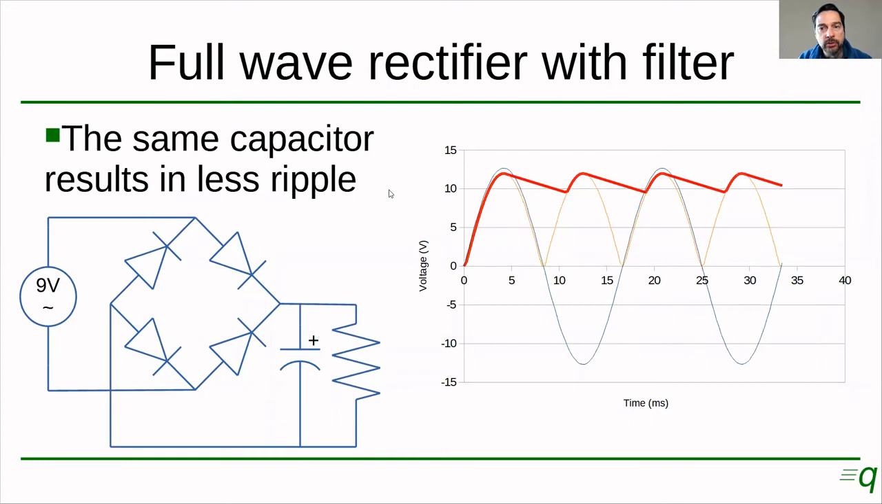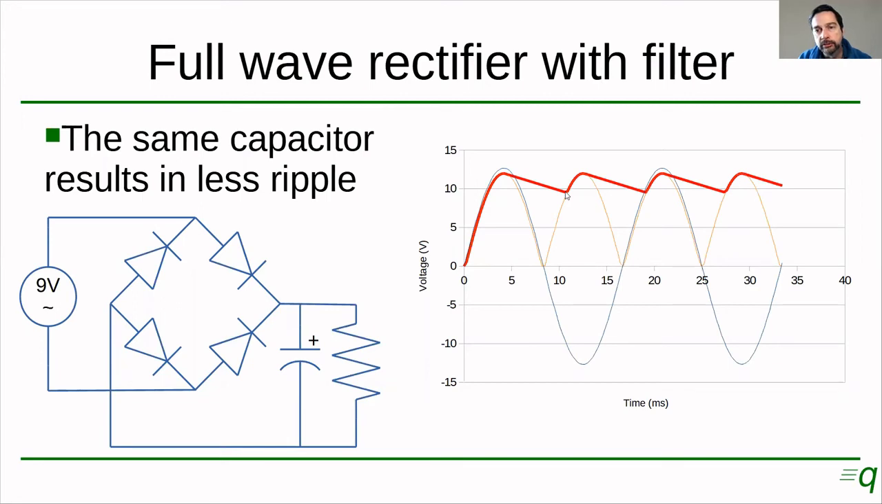Now, what happens if we add a filter, a capacitor, to this full wave rectifier? Well, it is not surprising that the output is going to be smoothed out. But there's a difference from the previous circuit that we saw, the filter on the half-wave rectifier, because now we have the capacitor charging here and then slowly discharging through the resistor.